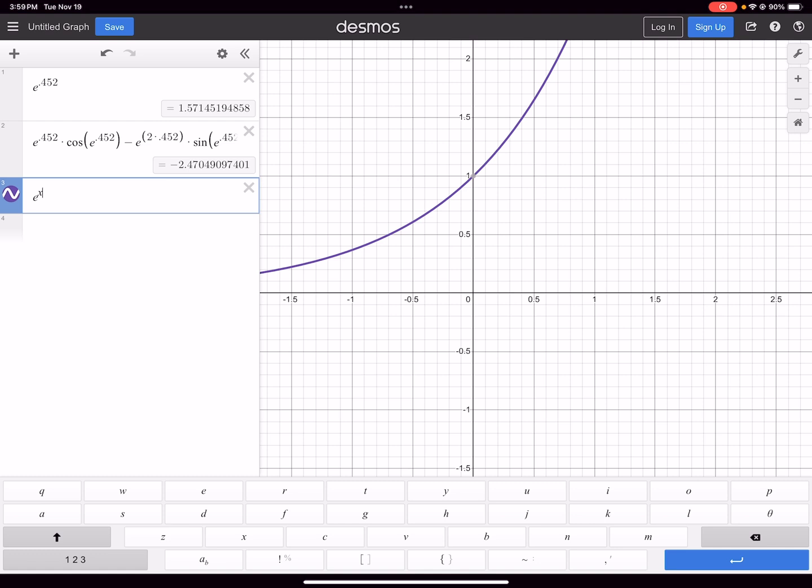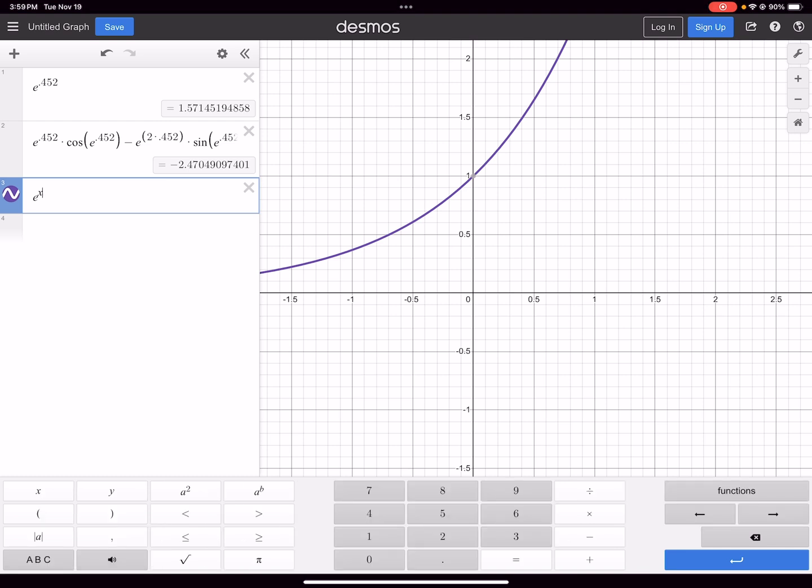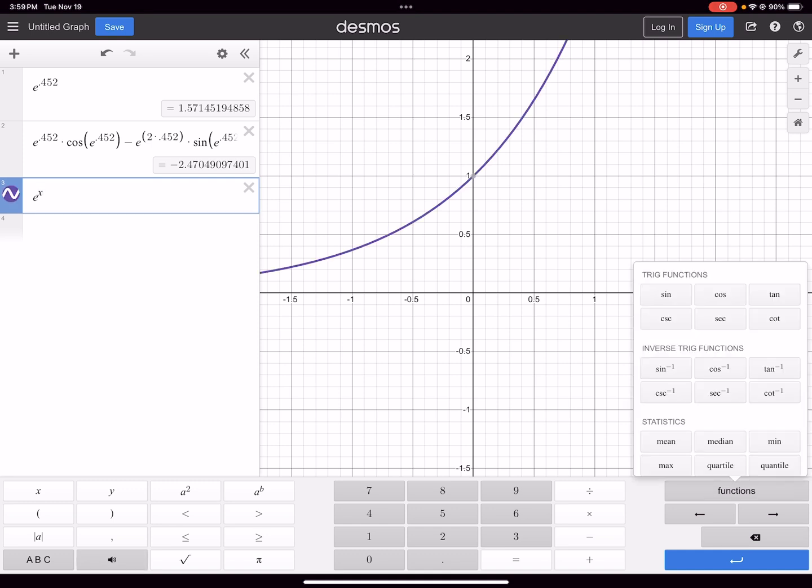So I would go to the ABC part. Exponent is the A to the B power, and that will give you your exponents. Other than that, your trig functions are in here under functions. And that's pretty straightforward as far as calculation is concerned when you're doing that E1.